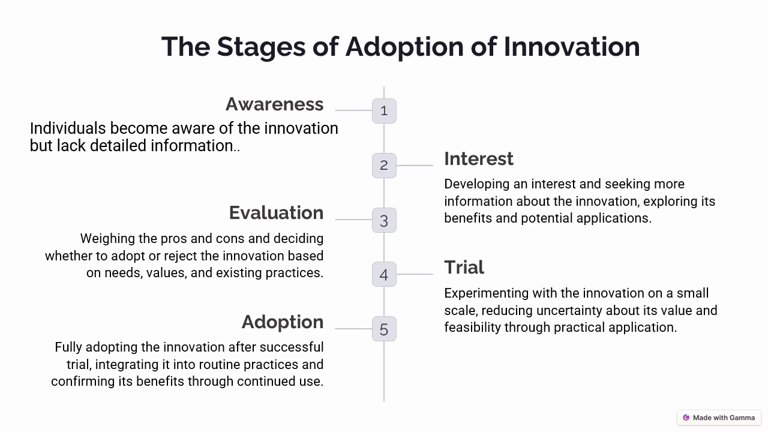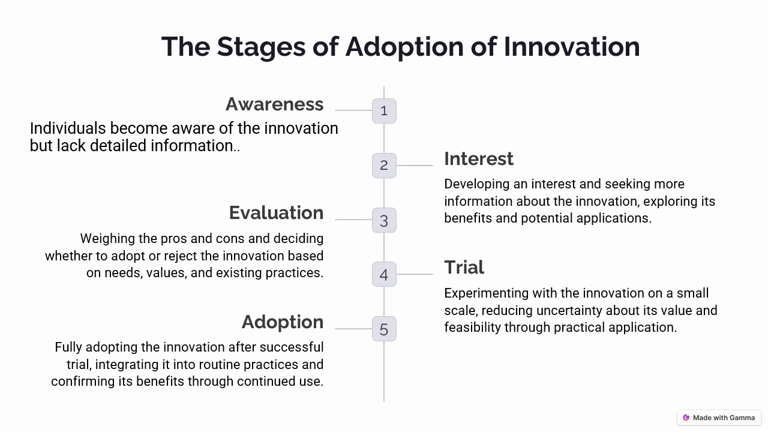Let's look at the stages of adoption of innovation. There are 5 stages of adoption of innovation, which are awareness, interest, evaluation, trial, and adoption. In awareness, individuals become aware of the innovation but lack detailed information. In interest, individuals develop an interest and seek more information about the innovation, exploring its benefits and potential applications.